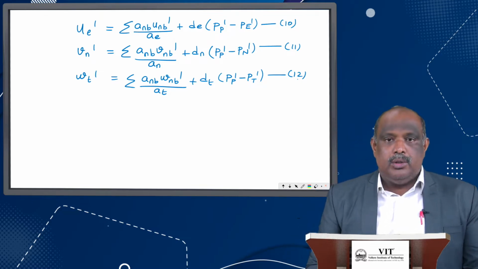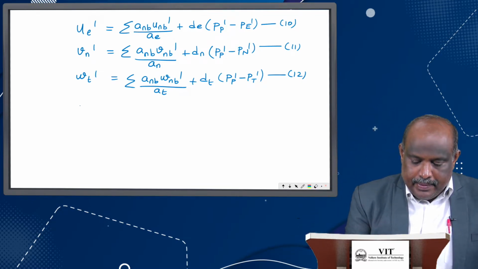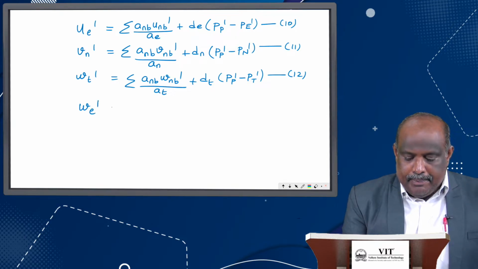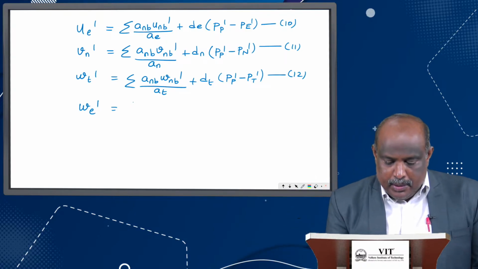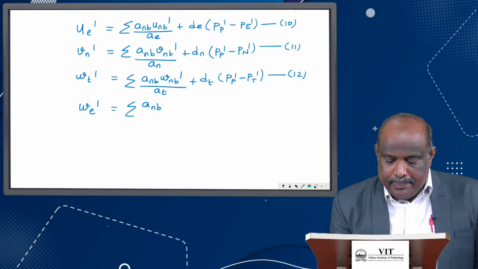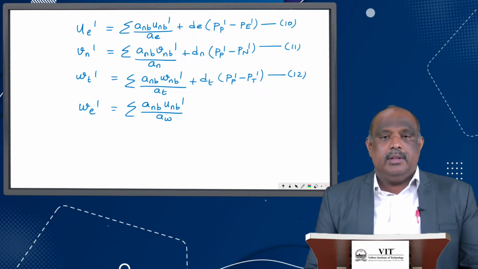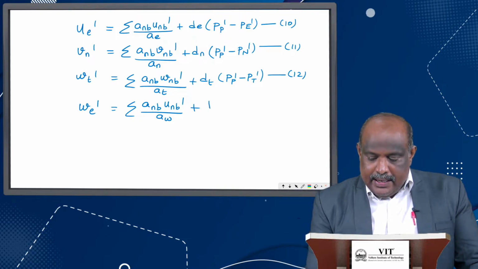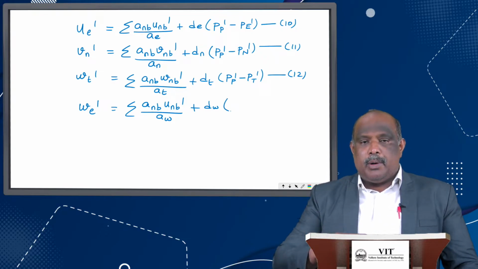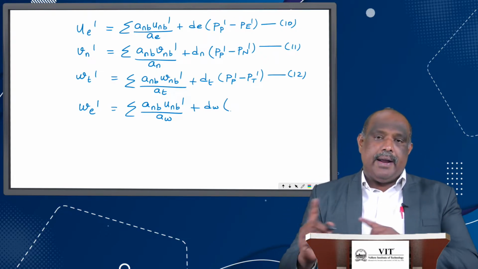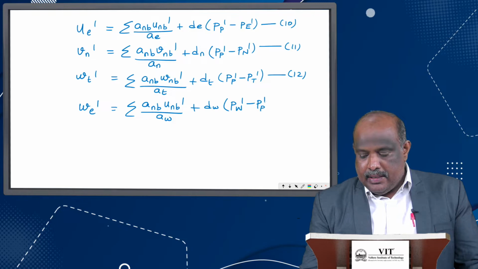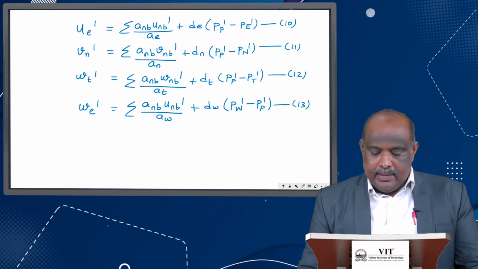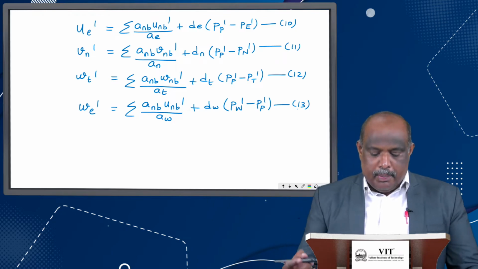So let us try to write those equations also, which are nothing but WE prime, that is the velocity along the x direction, but on the left hand side, equal to sigma ANB UNB prime by, instead of AE, it is AW, plus DW. But you should not put PP prime minus PW prime, you have to put PW prime minus PP prime. So it will become PW prime minus PP prime. Let us call this equation number 13. We have already explained the reason, so I don't want to repeat it.